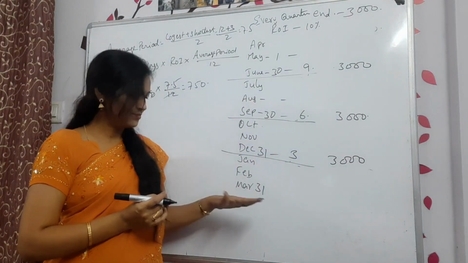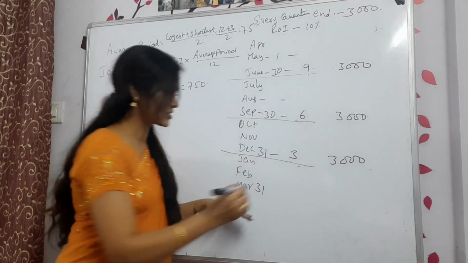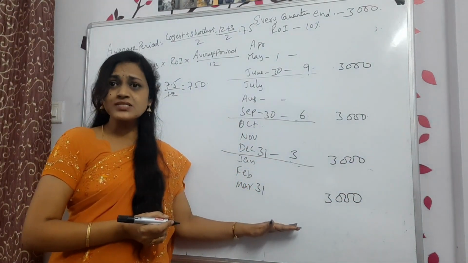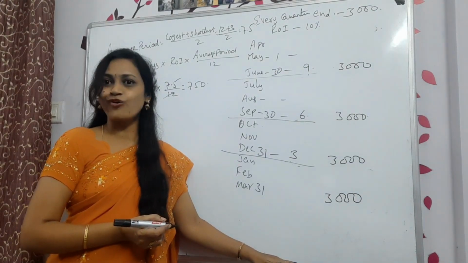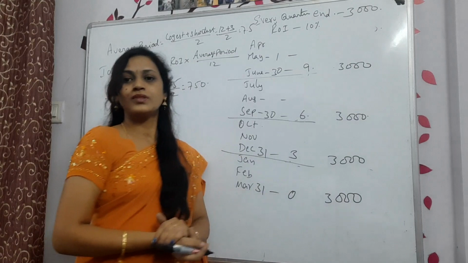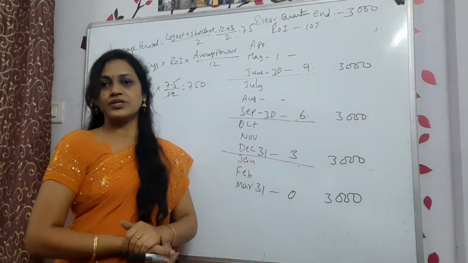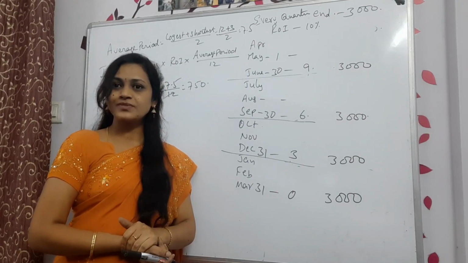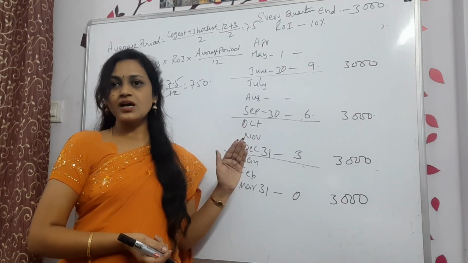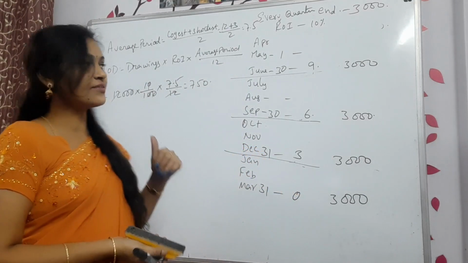Now the last one, March 31st. The last quarter is March 31st. How much? 3,000. How many months left? Do we have any months left? No. It is only 0. Now, how do we calculate? Is there any change in the formula? There will not be any changes in the formula.